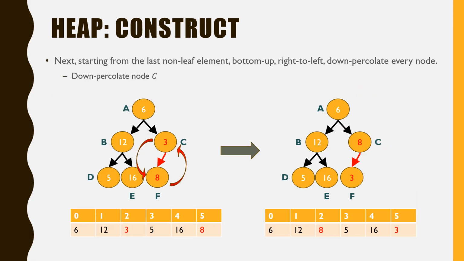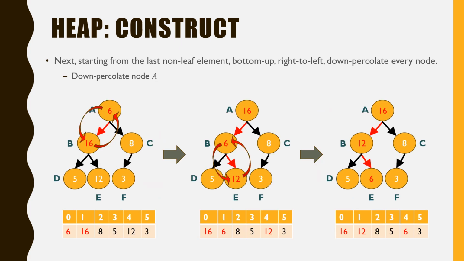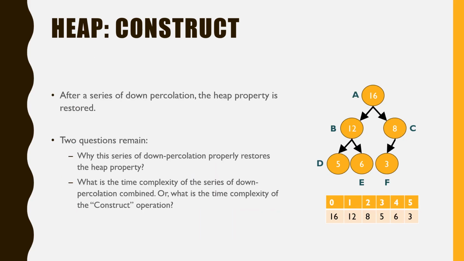To begin, we down-percolate node C by swapping its value with that of its left child, node F. Next, we down-percolate node B to restore the heap property of its subtree. Finally, we down-percolate node A to complete the heap construction process. After completing the series of down-percolations, we obtain the tree shown on the right. You can verify that the heap property has been fully restored in this tree.